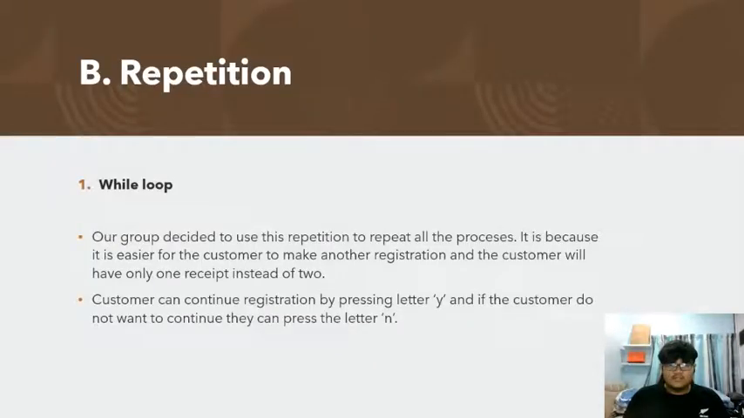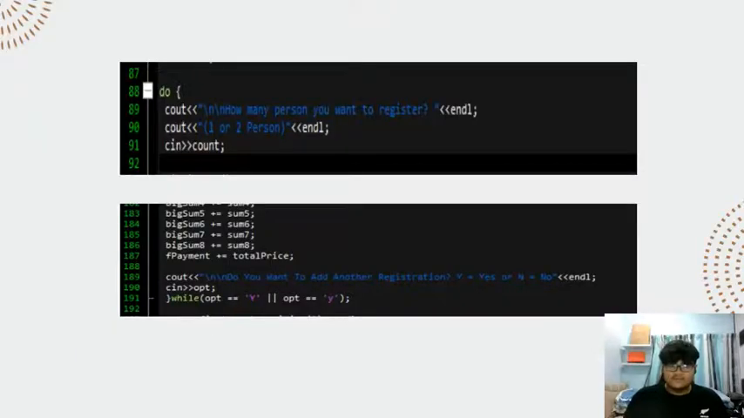So for the repetition, number one is a while loop. Our group decided to use this repetition to repeat all the process. It is because it is easier for the customer to make another registration, and the customer will have only one receipt instead of two. So the customer can continue registration by pressing the letter Y, and if the customer does not want to continue, they can press the letter N. So this is the example for the do while.